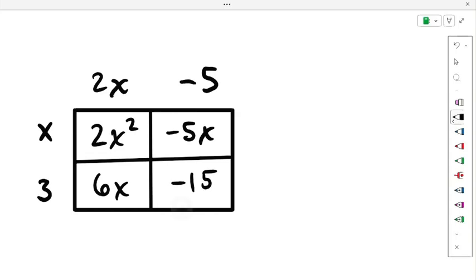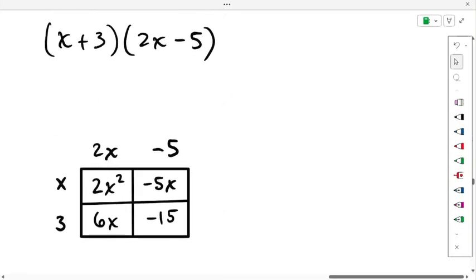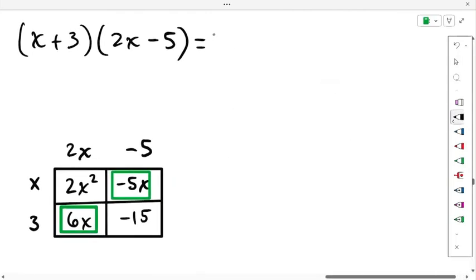So I can see that I have two terms that are like terms, two terms that can be combined. This term and this term. They're both just x's, so they can be combined. So my final answer, when I multiply these, is 2x squared, and then I've got positive 6x minus 5x, which is just going to give me a plus 1x. And then I've got minus 15.